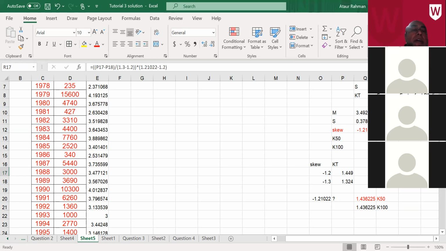Yeah, your KT is wrong. The second KT value is 1.383. Oh yeah, it should be 1.382. That's right. So I did not change it. 1.383. So then this is the difference here. And then for K100, we have to take the difference, 1.44225.